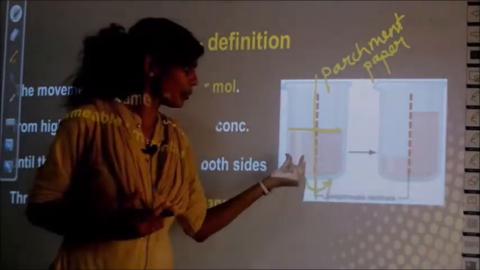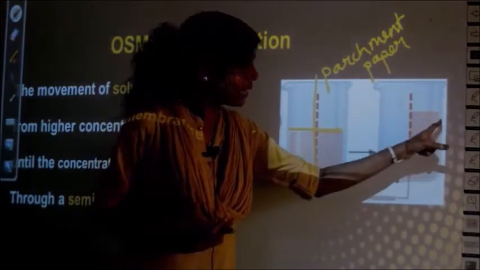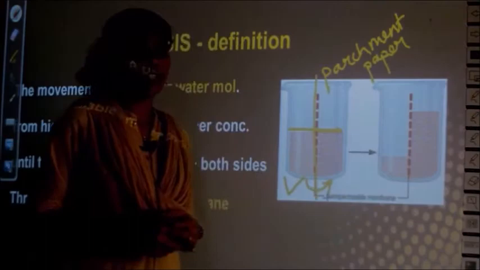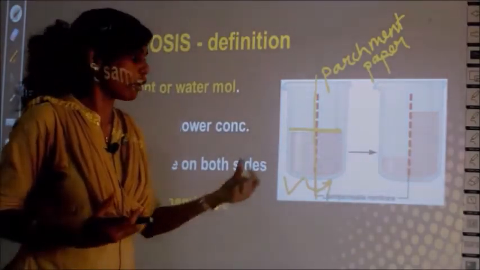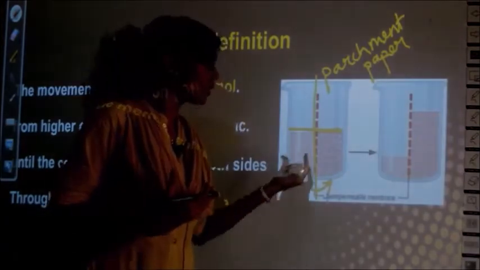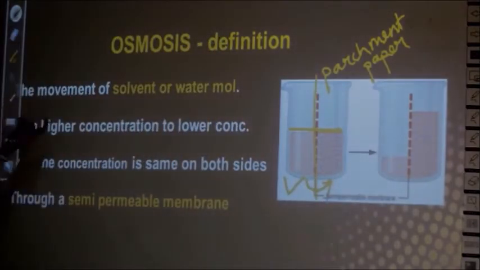Here you have only few particles, here you have more particles. Now see this, now it is uniformly distributed. The concentration has become the same on both sides. So how did this happen? Because of movement of water from where there was more water to the place where there was less water, through the semi-permeable membrane.